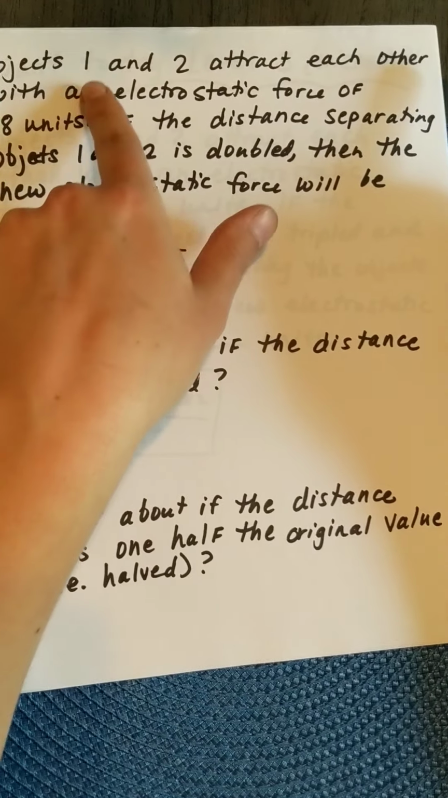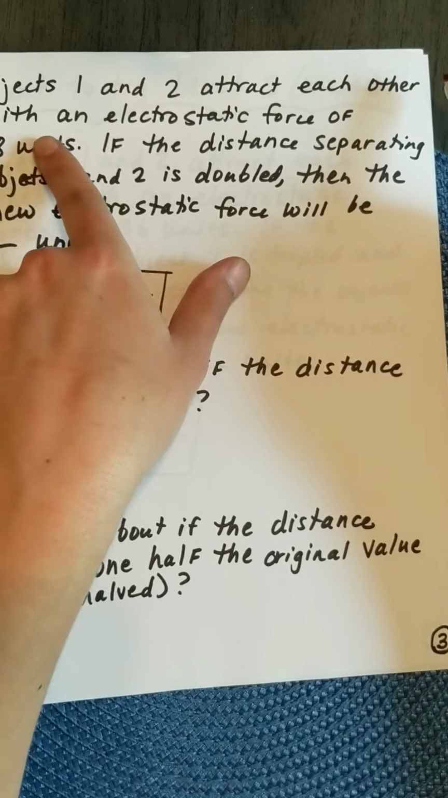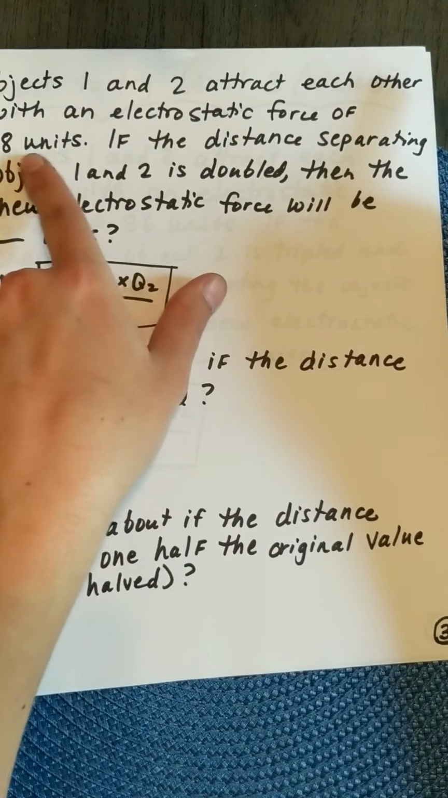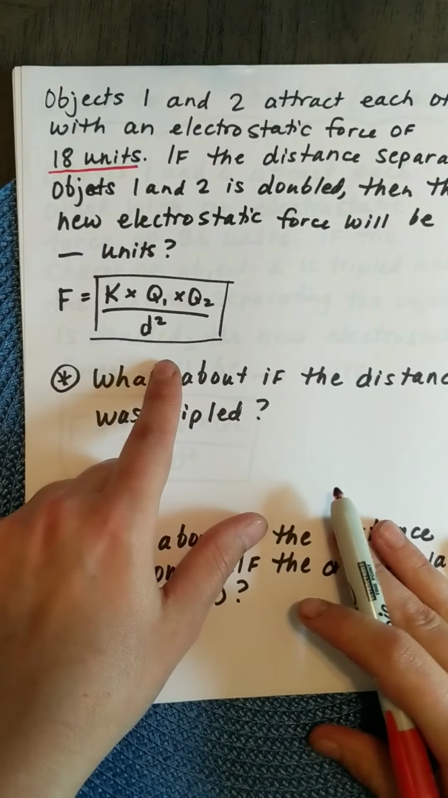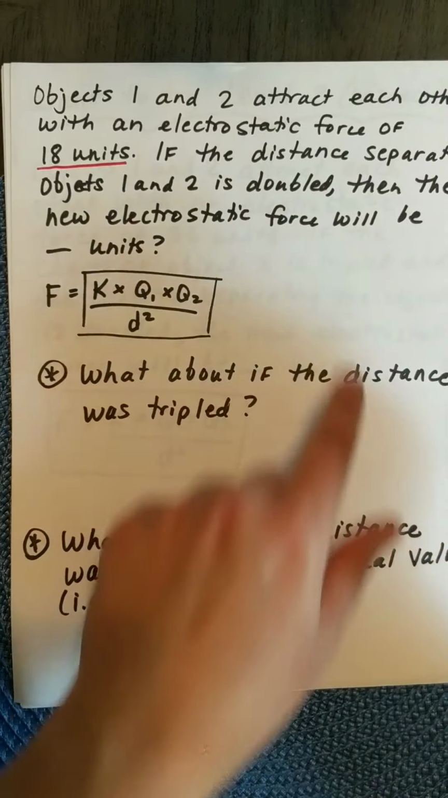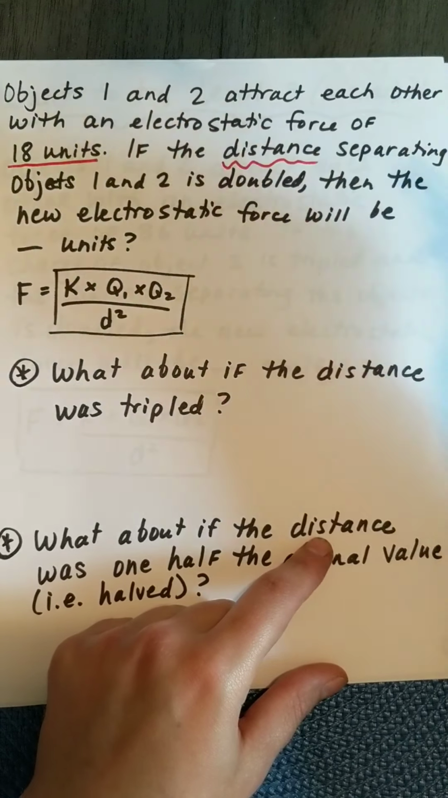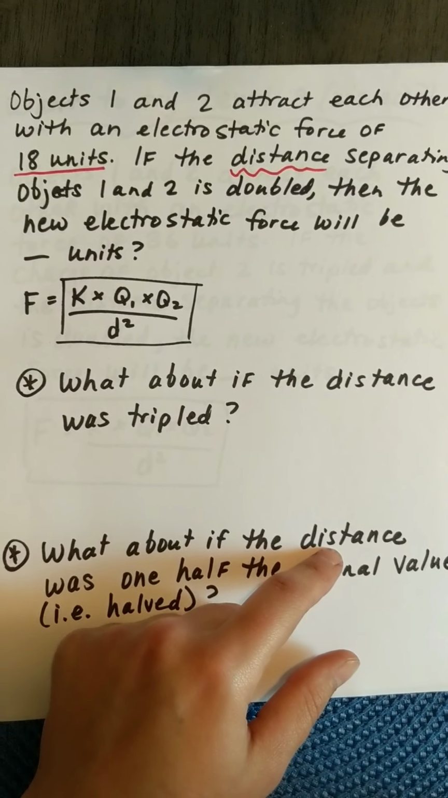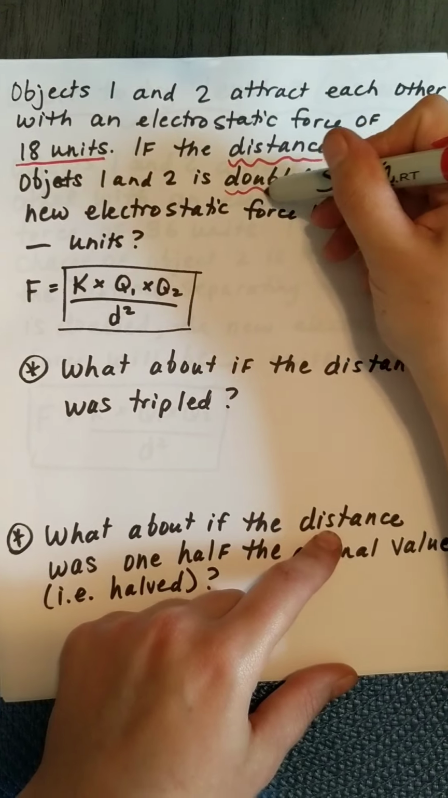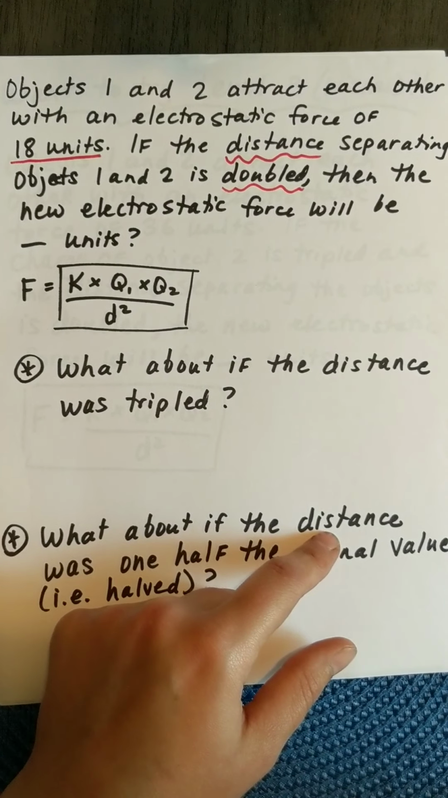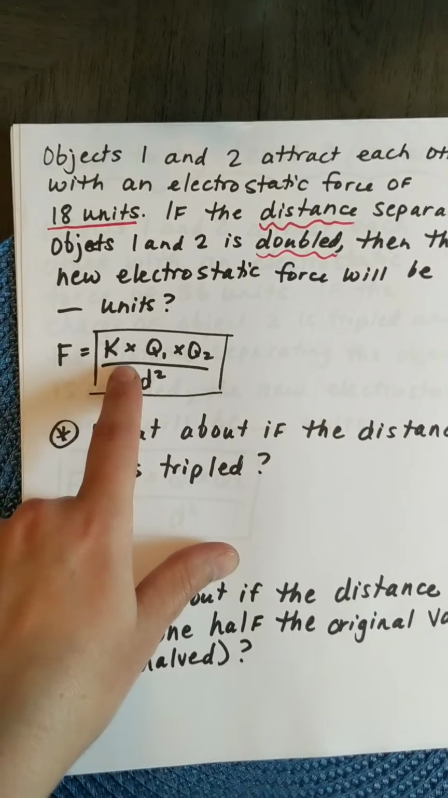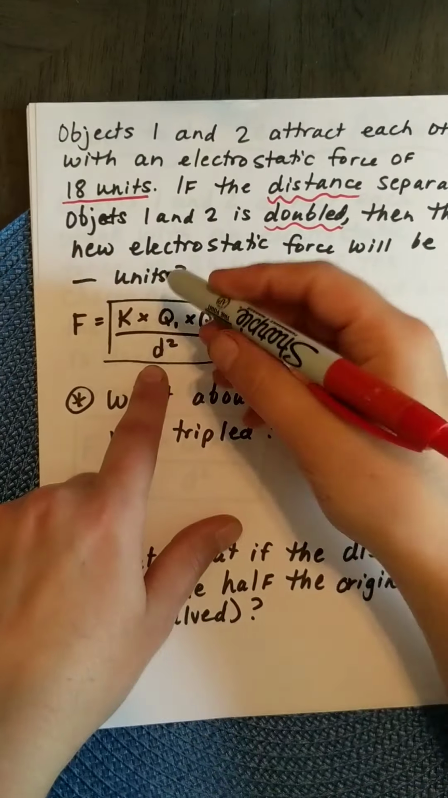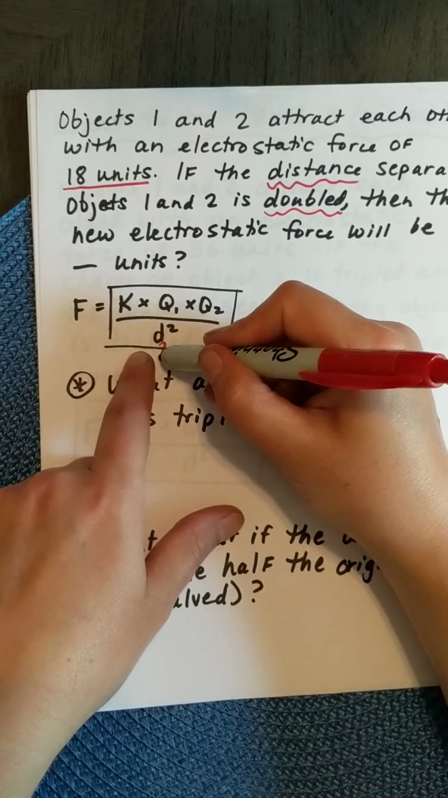Okay, so this says object 1 and 2 attract each other with an electrostatic force of 18 units. So we're starting with a force of 18. It then says if the distance separating objects 1 and 2 is doubled, so if D is doubled, what will the new electrostatic force be? Okay, so if the distance is doubled, imagine the distance has now become 2.